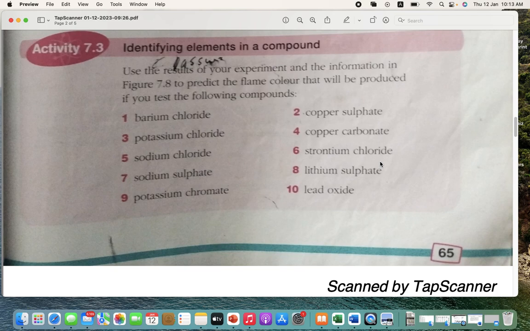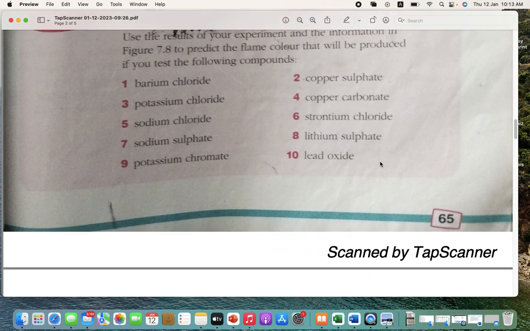Lime, right? Lime. Potassium is what? Purple, right? Sodium is what? Yellow, right? Sodium chloride, sodium sulfate, and so on. Potassium chromate, and so on and so forth. So when we do this experiment, we see which color will come out from each of these. Is that okay when we do the experiment?